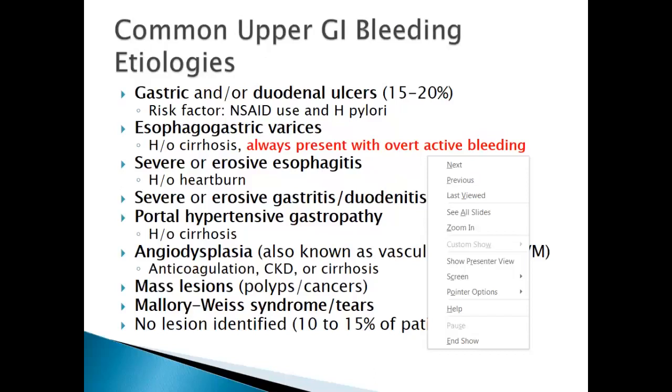Mass lesions, so polyps and cancers are also pretty common. And then Mallory-Weiss syndrome or Mallory-Weiss tears after a significant amount of retching. And then no lesion can be identified in up to 10 to 15% of patients.